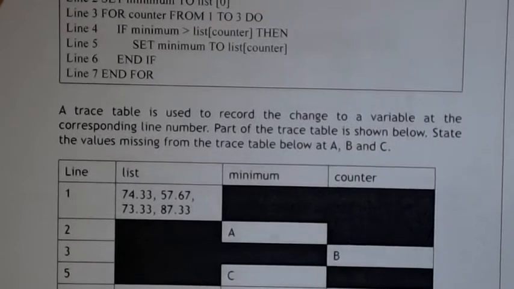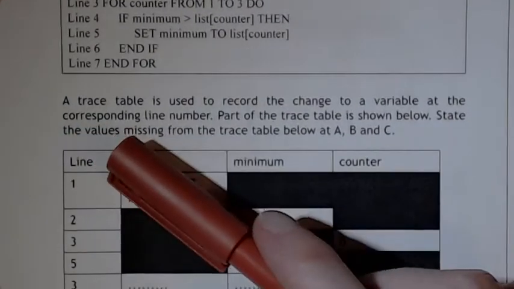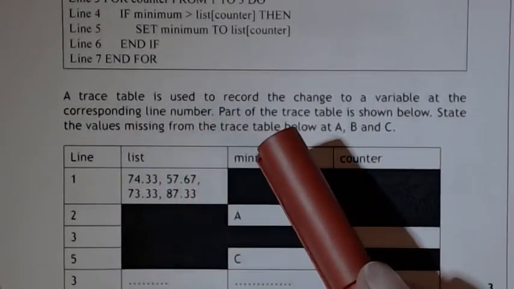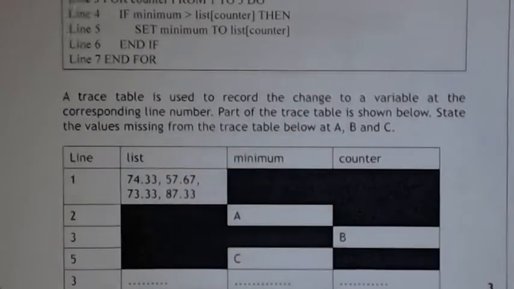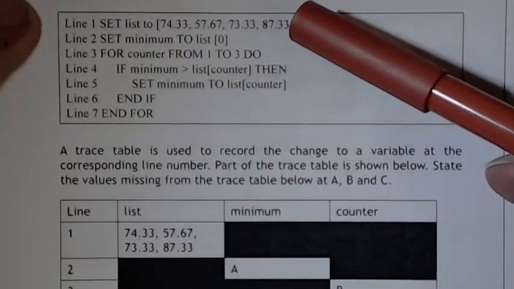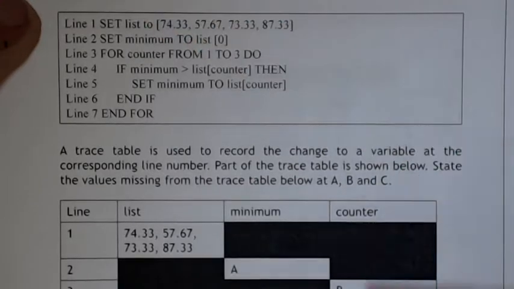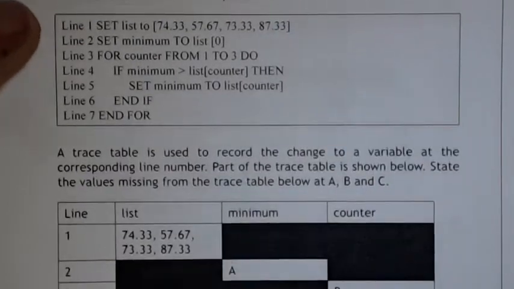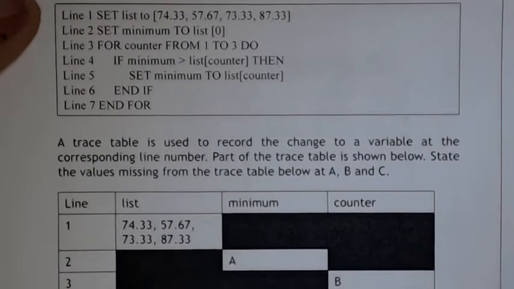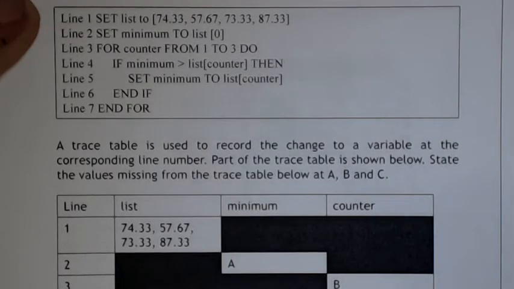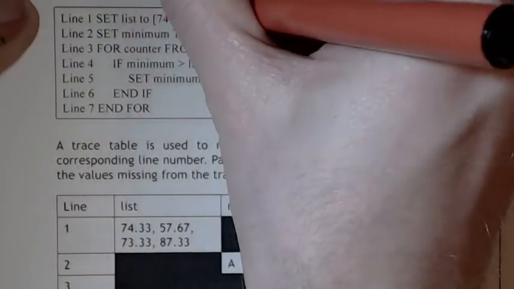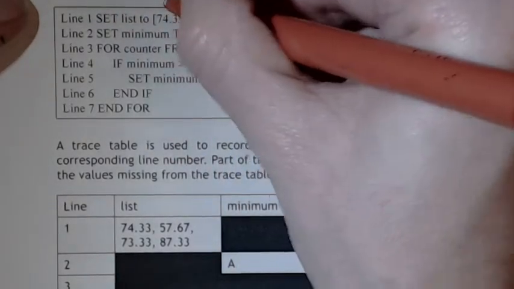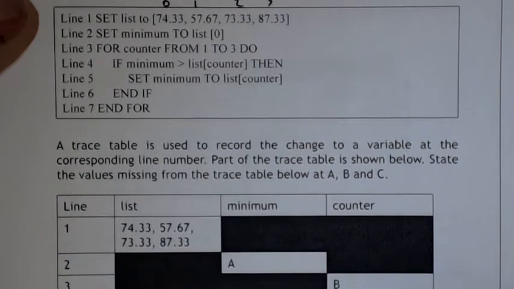So what you've got here is a trace table, okay, so again that's the lines of the program that you look at, and that's the data structure, so that's your array and that's two variables. So line 1 assigns these values into the array, so that's why these values from line 1 are just written here. Okay, so if you then look at line 2, what's the minimum going to take? Okay, so the minimum just takes the very first one it looks at, very first one is at list position 0, so minimum is going to be 74.33.